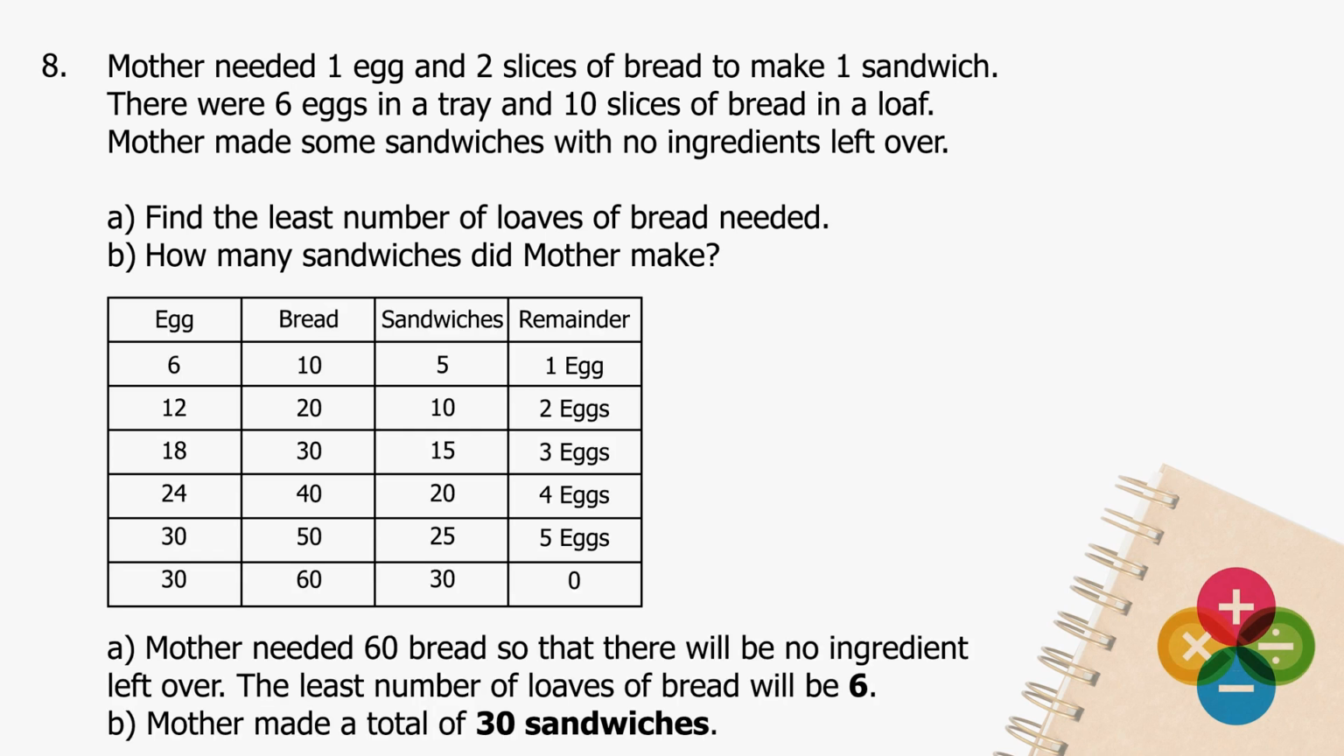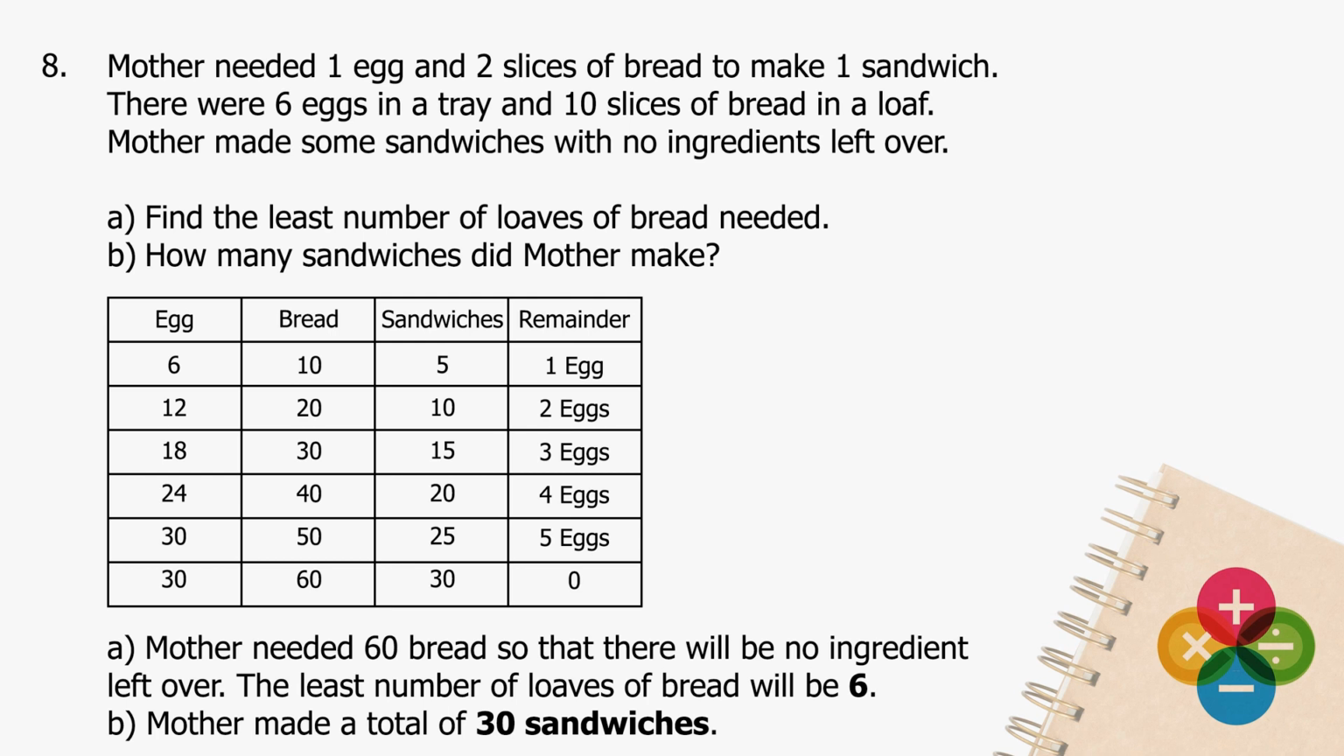We shall use a table to tabulate the result. We will need the egg, bread, sandwiches and remainder columns. When mother used 1 tray of eggs and 1 loaf of bread, she can make 5 sandwiches with 1 egg left over. When mother used 2 trays of eggs and 2 loaves of bread, she can make 10 sandwiches with 2 eggs left over. When mother used 5 trays of eggs and 5 loaves of bread, she can make 25 sandwiches with 5 eggs left over.